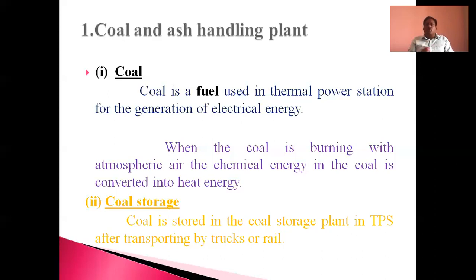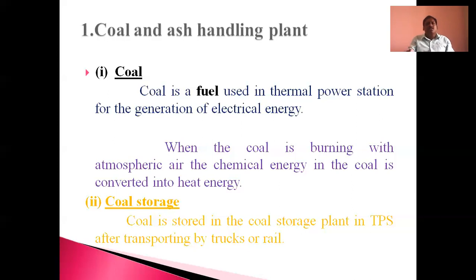We can store coal which is sufficient for 80 to 90 days in the coal storage. And this coal can be transported with the help of road and railway systems by using trucks and trains. That means by transportation we can deliver the coal from the coal mines to the thermal power station and store it there to avoid coal shortages.